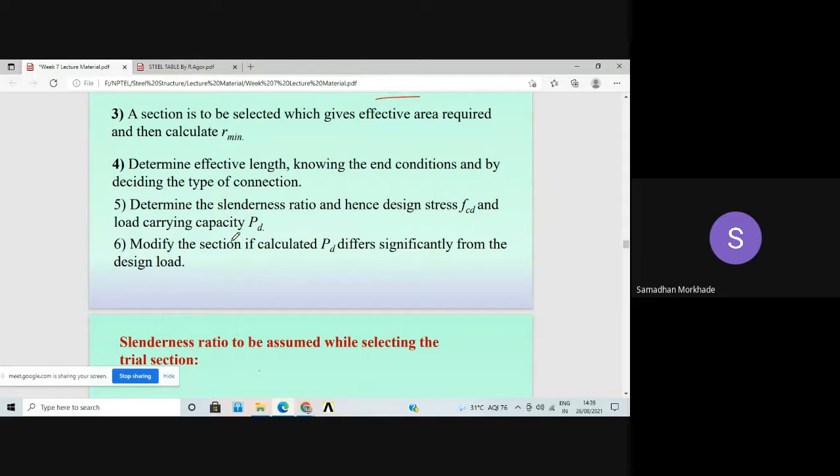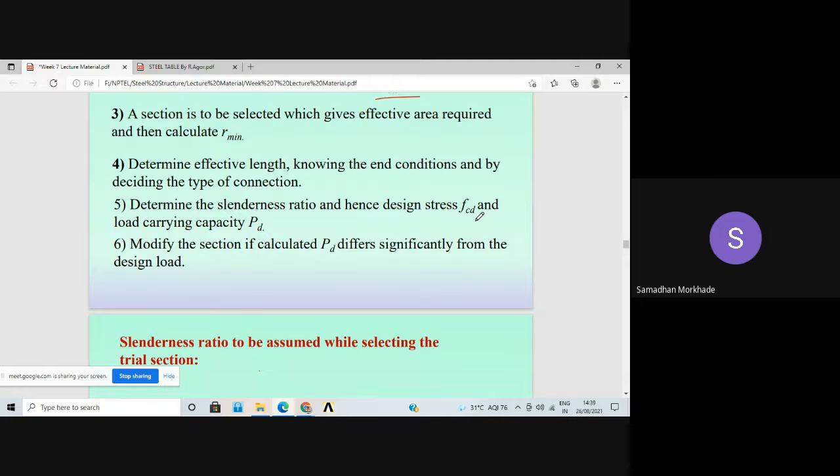whether it is a bolted connection or a welded connection. If you are using bolted connections, we have to calculate the number of bolts, and the same VDSB, VDPB, number of bolts required. Step number 5: determine the slenderness ratio and hence the design stress FCD and load carrying capacity. After deciding the effective length and calculating the r minimum, we calculate the slenderness ratio KL by r minimum. And from that KL by r, we calculate FCD actual.